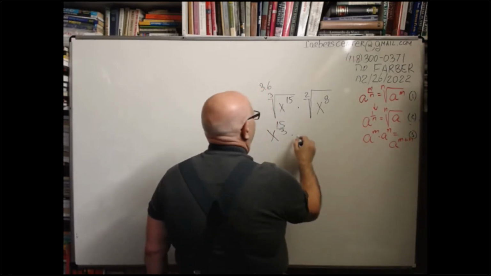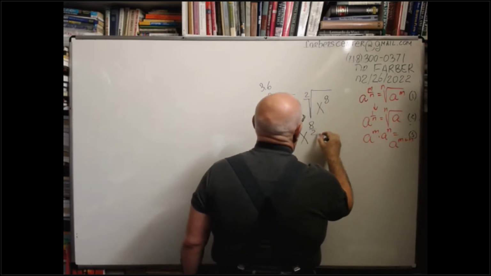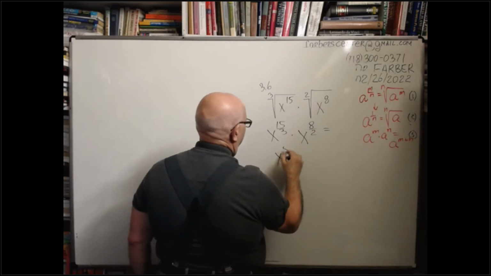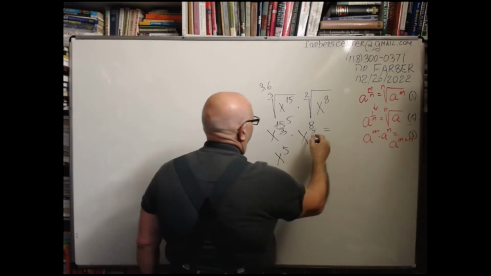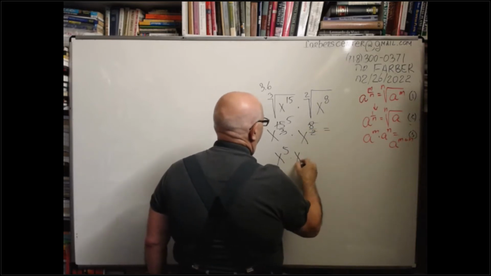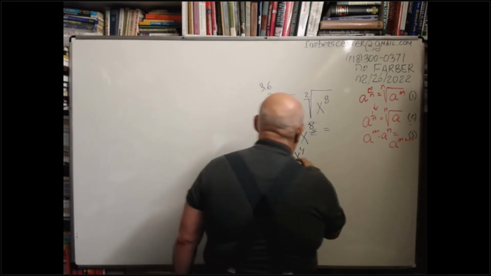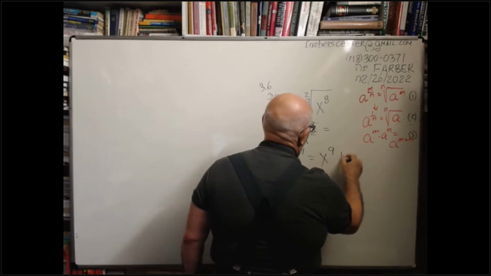And this is the same as x to the power 8 over 2, and it's the same as x to the power 5. So 3 goes into 15 5 times, and this is times x to the power 4. Equal, for formula 3, when you have a product of the same bases, you have x to the power 9.